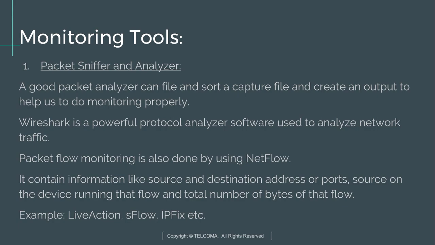The next is that packet flow monitoring is also done by using NetFlow. Here it contains information like source and destination address, source and destination port, the device running that flow, and the total number of bytes of that flow. A single flow is a flow of packets from one specific place to another, and each of these flows is then cached or stored in a flow cache or a flow database. So it provides information about the volume and the flow of traffic over the network. Packet flow monitoring is also used to provide information about the source and destination traffic flow.